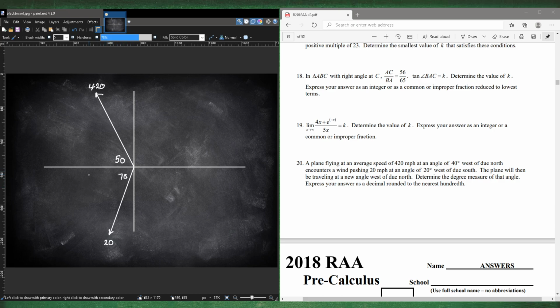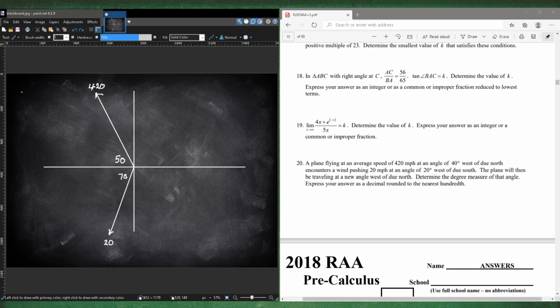So when we have a plane, now it's going to be traveling at a new angle. Since there's a wind pushing it, instead of moving just this way, it's going to move a little bit smaller, right? So something like that, and it's moving at a new angle. They're asking what that angle would be. Well, because they're asking for west of due north, it's this. So we need to find this angle and subtract it from 90 to get this angle. So let's try to do that.